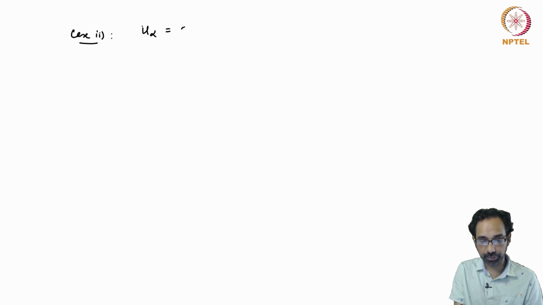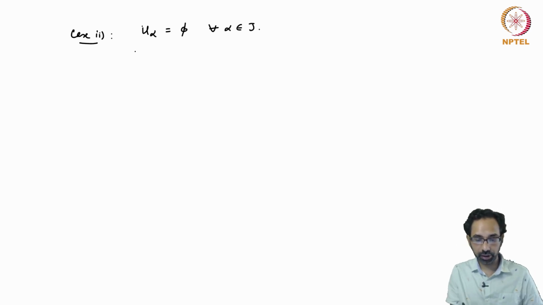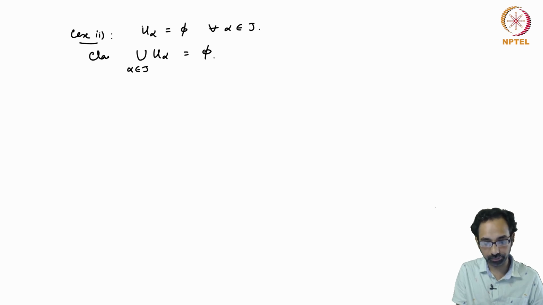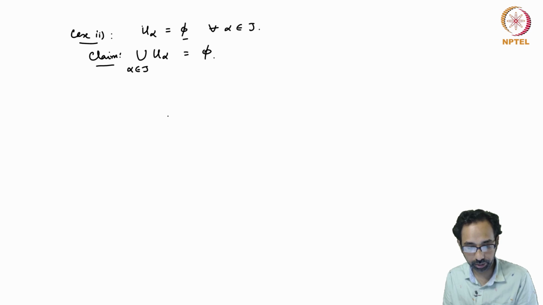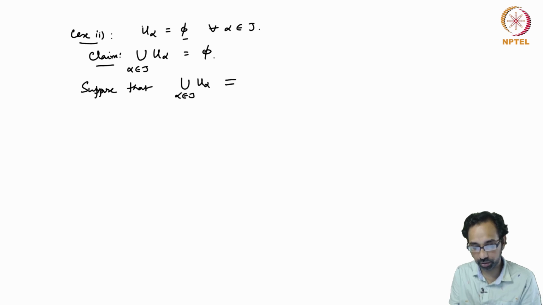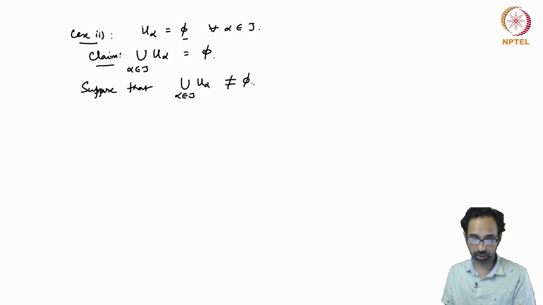Now case 2 is when u alpha is empty for all alpha. When u alpha is empty for all alpha, we have that the arbitrary union of u alphas is also empty. This is what I claim. So we have to show that the union of all these u alphas is empty. Let me prove this by contradiction. Suppose that the union of these u alphas is not empty, and then we will show that this is a contradiction to the fact that all these u alphas must be empty.